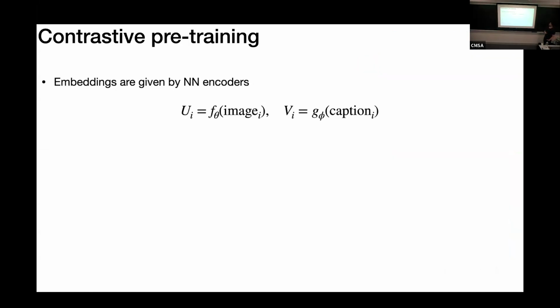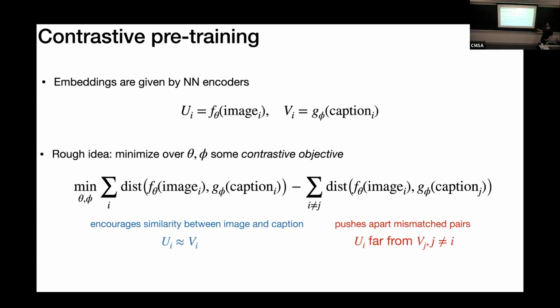Okay. Let me just say a few more details on this kind of setup. So we have the image representation U_i. It's given by this f_theta. The text representation V_i is given by g_phi. So these are some trainable neural nets. And the rough idea is that you're going to minimize over these parameterizations a so-called contrastive objective. So that's something that is going to encourage similarity between image i and caption i, those embeddings.